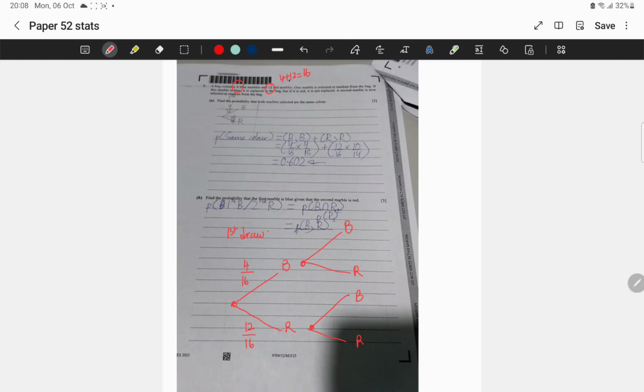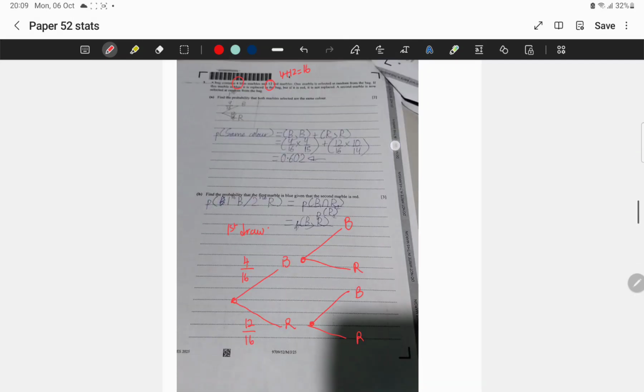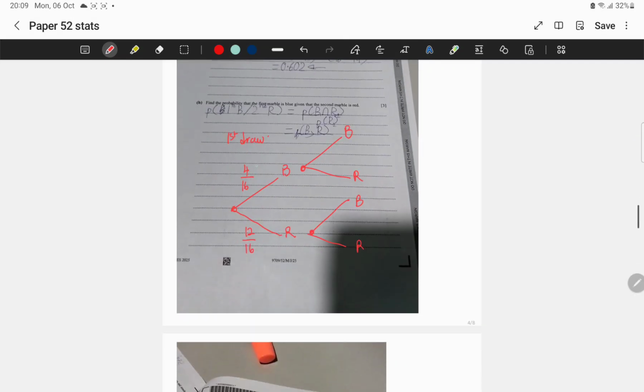What's important here is that if one marble is selected as blue, it is replaced, which means that if I take one from here, the blue one, I'm going to put it back. Let's say from the 4 marbles, I take one, I'm going to put it back. So in my second draw, for my blue marbles, there will be no change because I will put the marble back, so the probability will be exactly the same.